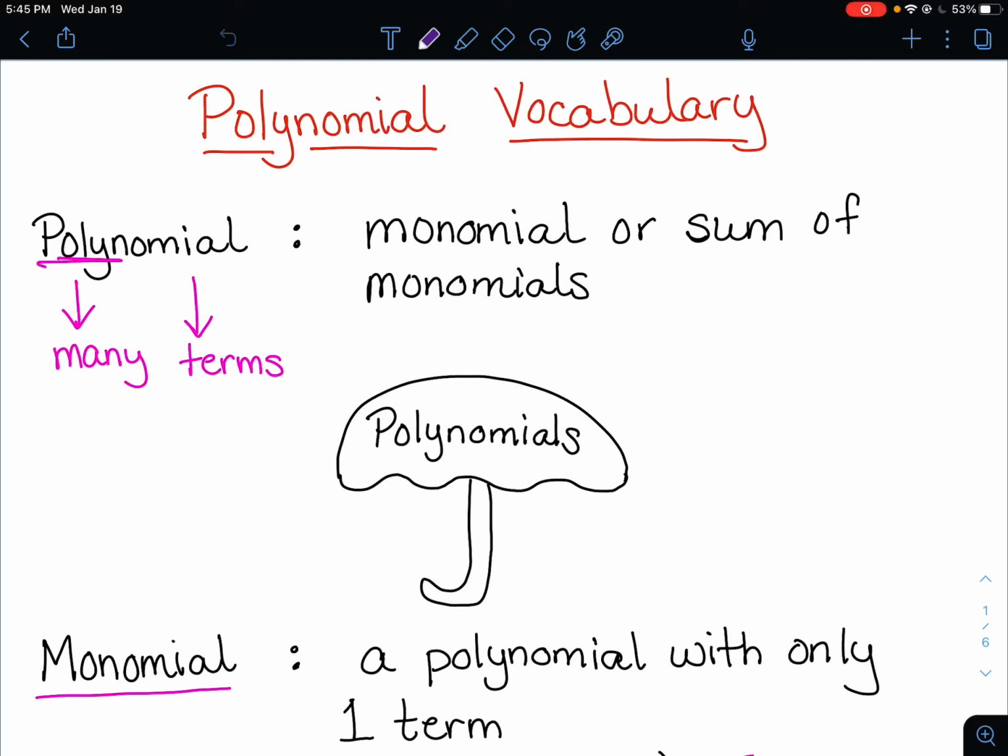Today we're starting a new unit, Unit 7, which is all about polynomials. So there's a lot of vocabulary that we're going to have to go over, and we'll break it down so you understand what it all means.